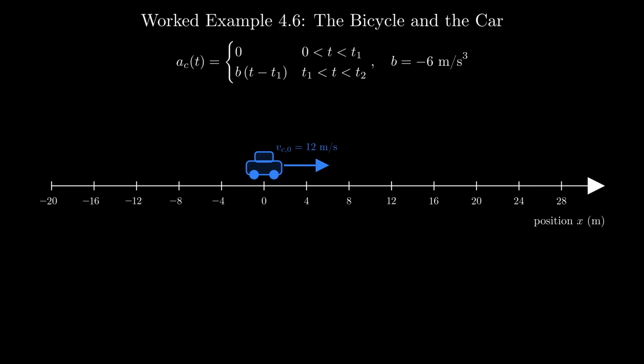The car's acceleration is piecewise. It is 0 from t equals 0 up to t1, and then it equals b times the quantity t minus t1 for t between t1 and the stopping time t2.